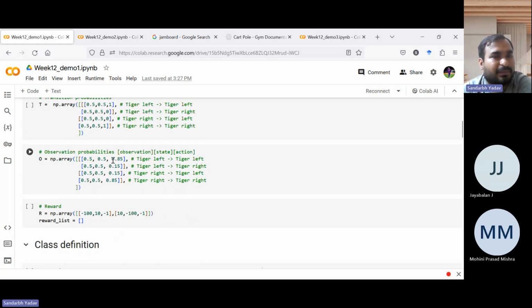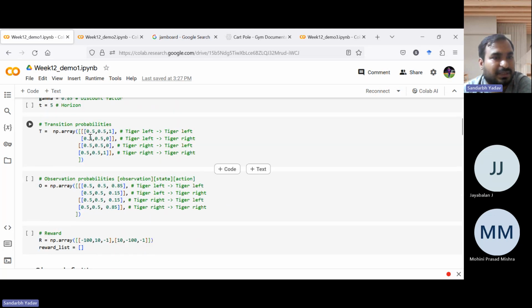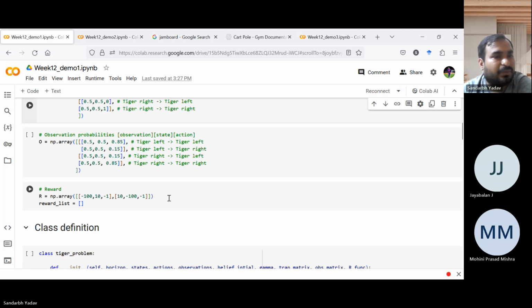Here the partial probability comes in. You remember, with 0.85 probability, you can be sure that the tiger is behind the actual door. So with 0.85, if it was behind the left, you heard the noises correctly. Otherwise, with 0.15, it might be on left and you say it's on right. That kind of probability is captured here. Each row corresponds to one action, and this is the first state and this is the next state. In this way probabilities are stored. This corresponds to the usual MDP transition probabilities, and this corresponds to the POMDP observation probabilities.